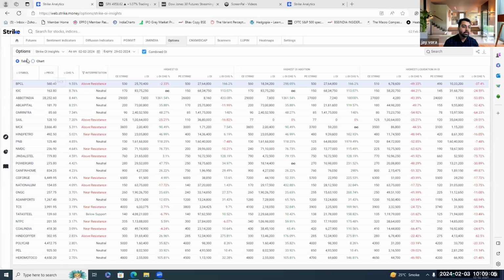Okay, it doesn't help beyond the FNO stocks because the call puts and all are traded in the FNO stocks and not in the cash stocks. So that is one thing that people need to note.